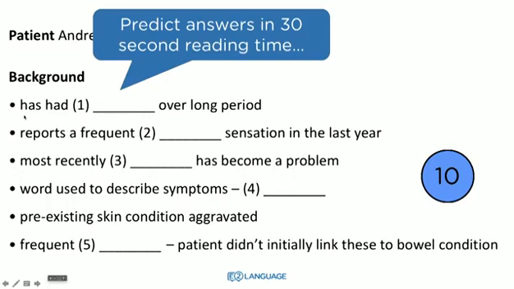Let's look at number one. Has had something over a long period. What might that be? What type of word? Number two here, reports a frequent something sensation. We're probably going to be looking for some sort of gerund adjective there with an ing, right? Anyway, I'm going to give you 10 seconds. You've got to move quite quickly because remember you have 30 seconds to look at 12. I want you to predict what type of word might fit in the gap.